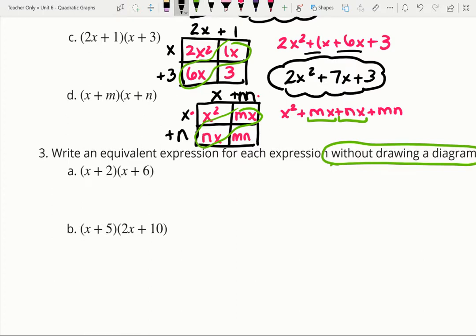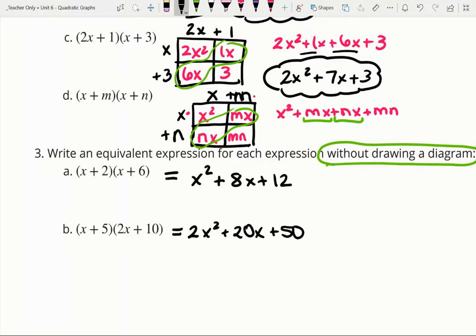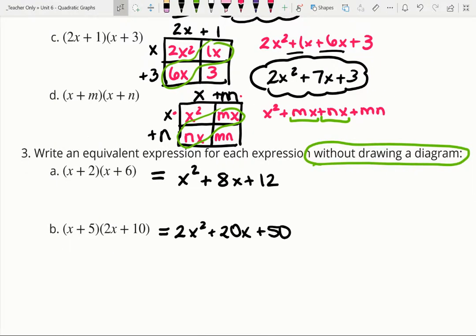Welcome back. So doing this without drawing a diagram, it might have looked different from somebody across the room. But if you did this correctly, you would get x squared plus 8x plus 12 once you combined all of your like terms. And for your second expression, you would get 2x squared plus 20x plus 50. Now, if you didn't quite get these right, you tried it without drawing a diagram and it's just not right, that's okay. That's okay for today.